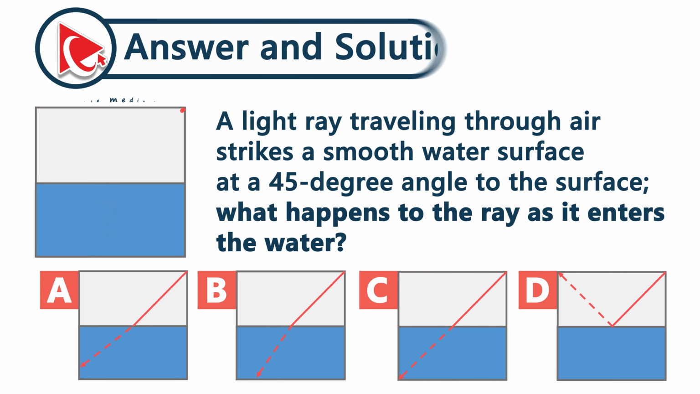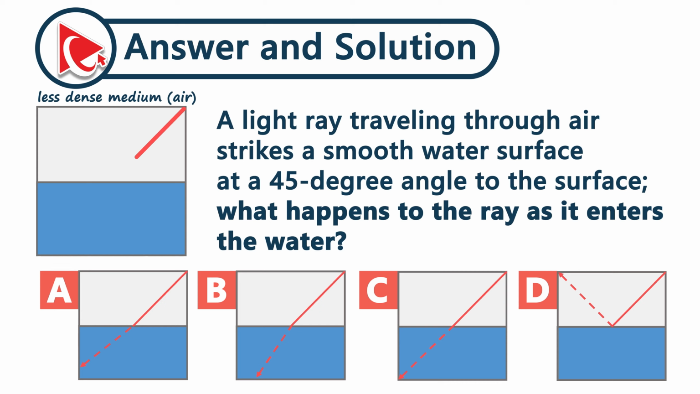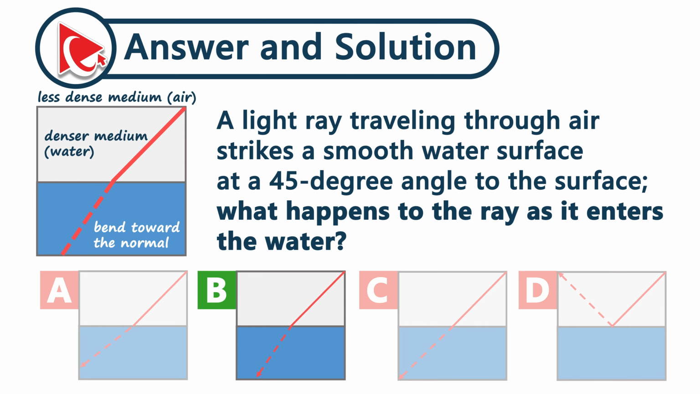When a light ray moves from a less dense medium, which is air, to a denser medium, which is water, its speed decreases, causing it to bend toward the normal, an imaginary line perpendicular to the surface of the point of contact. And the correct answer here is choice B.